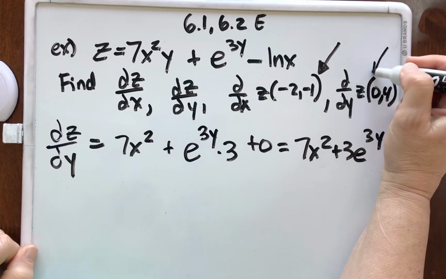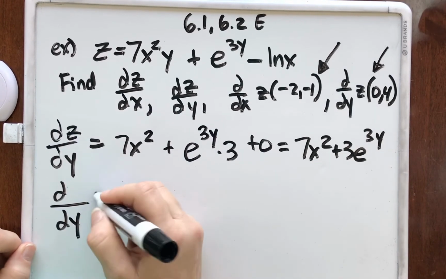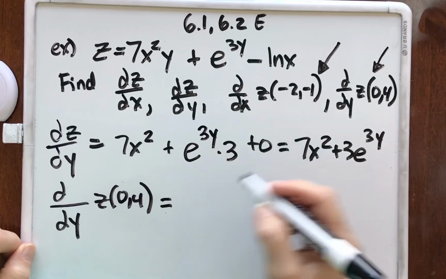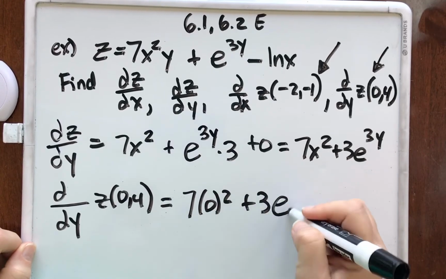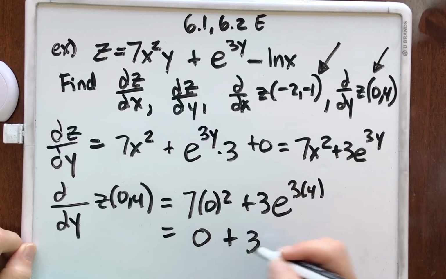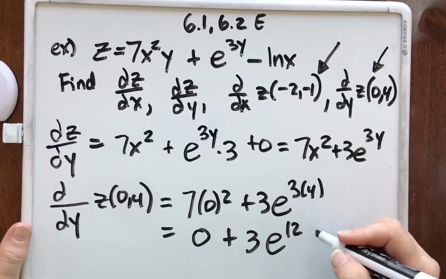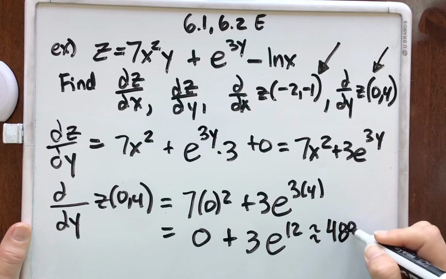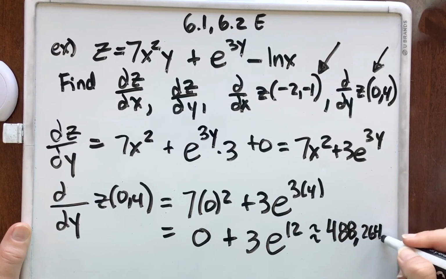And now we're going to do this right here. The partial with respect to y at the point 0, 4. We put in 0 for x and 4 for y, which is 0 plus 3 times e to the 12. And if we put this in our calculator, this comes out to approximately 488,264.4. Boy, what a steep slope this is, huh?